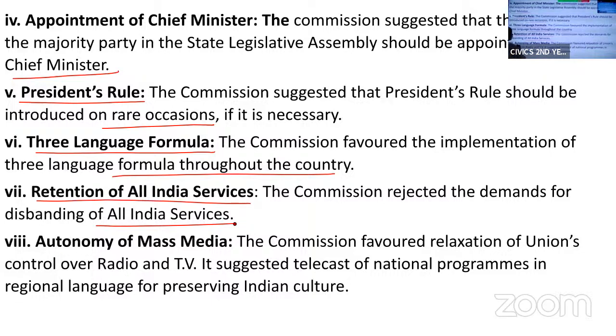The next is autonomy of mass media. That means the media should not be under the control of the government. The commission favored that there must be relaxation over the control on media, that is radio and TV. And it also suggested that the national programs should be telecast in regional languages also, for preserving the culture of our country. Okay. I hope I'm clear with this question.